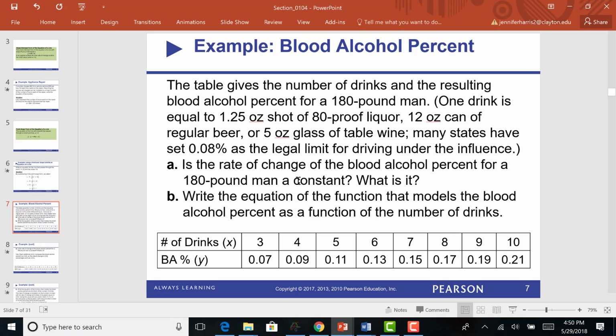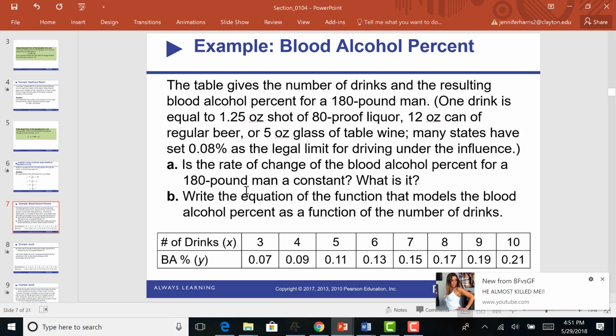Is it staying the same? Yes, the rate of change is only 0.02%. Okay, and what is it? 0.02%. So now, you just figure out what the rate of change is. What is the rate of change again? The same thing as the slope.